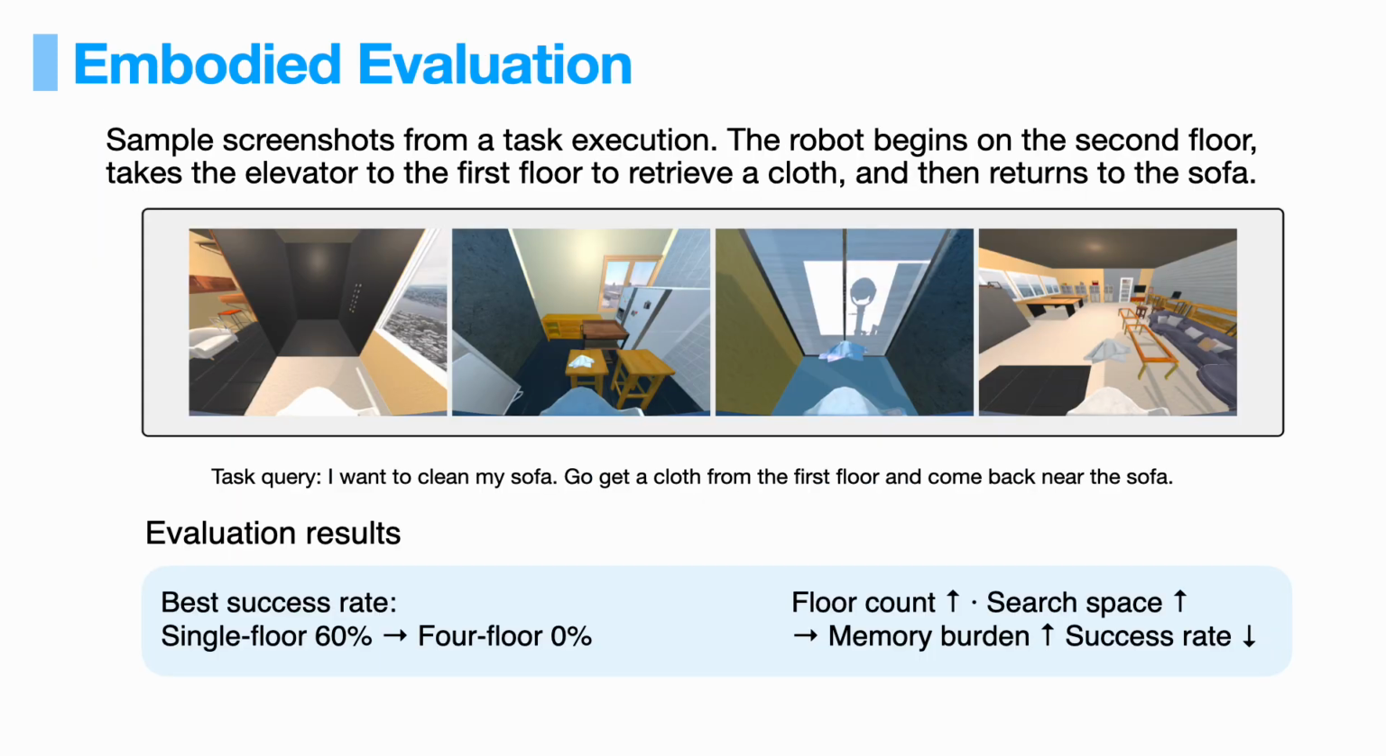Finally, we evaluate existing embodied agents in Mansion World. The task is to find a target object and deliver it to a specified destination. The result is very clear. As spatial complexity increases, success rate drops sharply. This shows that current methods still have substantial room for improvement in cross-floor planning, long-horizon memory, and visual grounding.